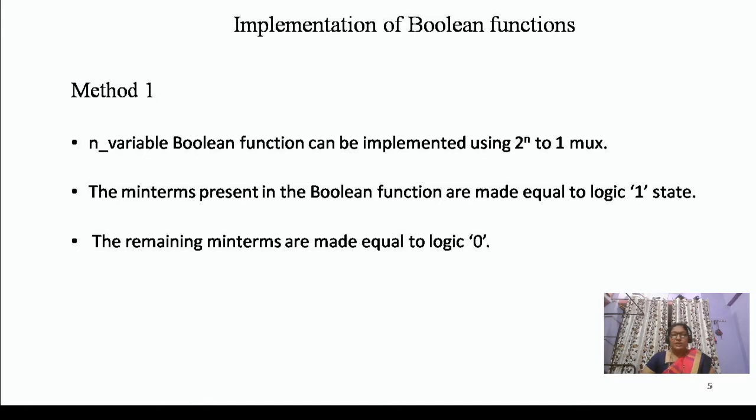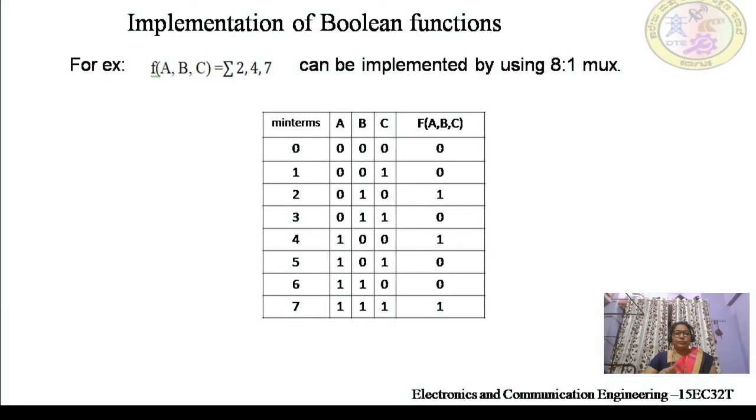The minterms present in the Boolean function are made equal to logic 1 state, and the remaining minterms are made equal to logic 0. Let me consider one example. F of a comma b comma c is equal to summation 2 comma 4 comma 7. Actually, it represents Boolean expression. 2, 4, 7, they represent the minterm values.